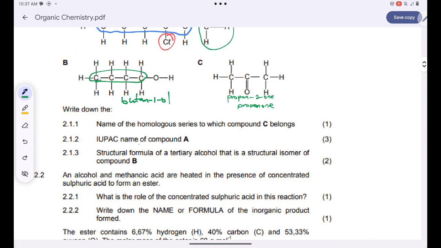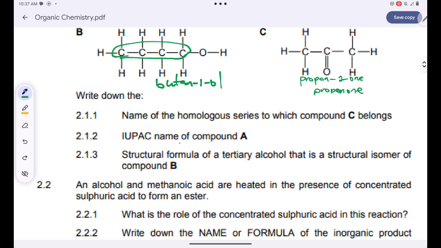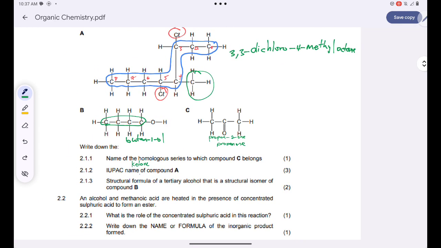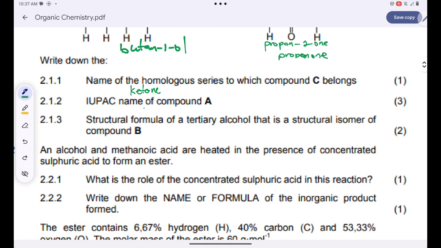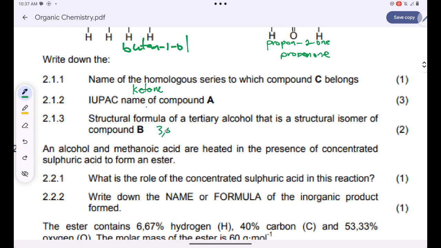Okay, now let's answer the questions. Write down the homologous series to which compound C belongs. We just said compound C is a ketone. And then the IUPAC name of compound A is 2. Why did I say 3.3? Oh, it's 3.5. In carbon number 3 and carbon number 5, I have chlorine atoms. So this is just 3.5 dichloro, and then it's 4-methyl octane.